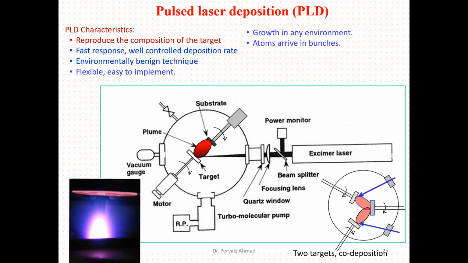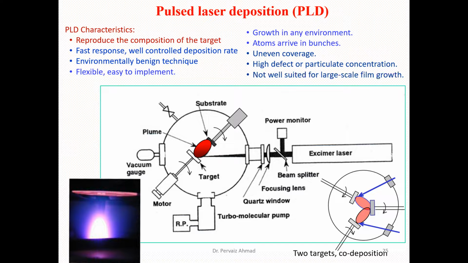Similarly, atoms arrive in bunches, so there is no deficiency of atoms, and bunches of atoms arrive from the target to the substrate. So we have uneven coverage and high defect and particulate concentrations. So this technique is not well suited for large scale film growth.